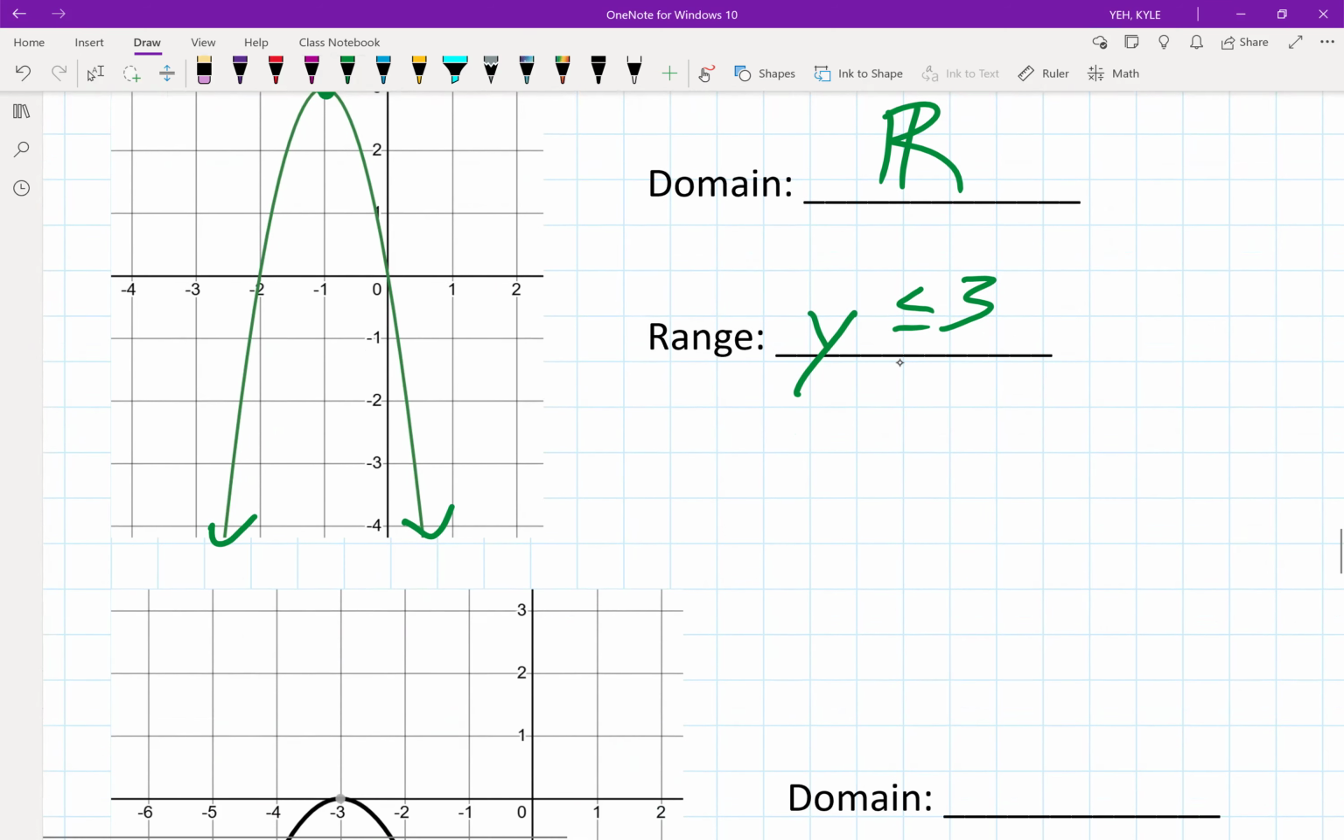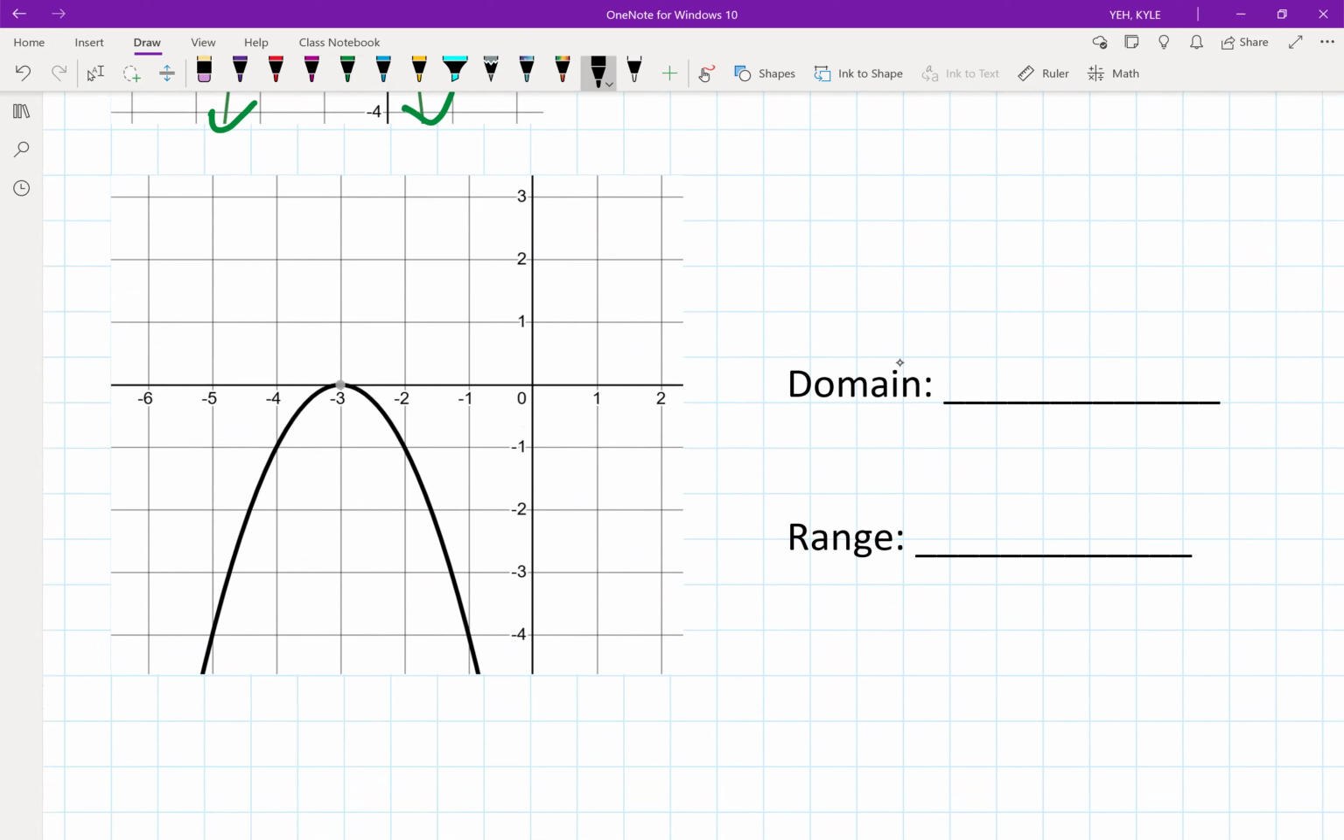And then lastly, what is the domain of this function? It goes forever left, it goes forever right. If you were thinking all real numbers, you were correct. And fun fact, the domain of every quadratic function is all real numbers because they're all parabolas that go left and right forever. So that's kind of a neat, nice little shortcut. The range, the maximum here, the maximum y value we hit is 0, and we go down forever. Y is less than or equal to 0.